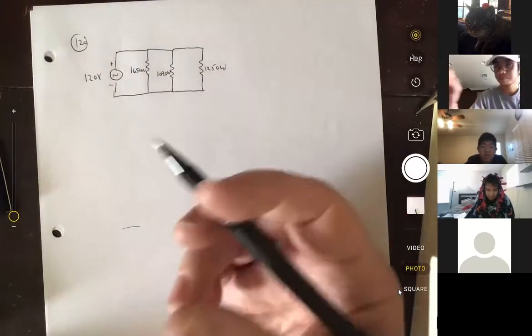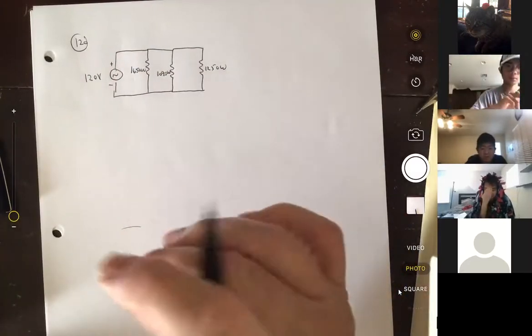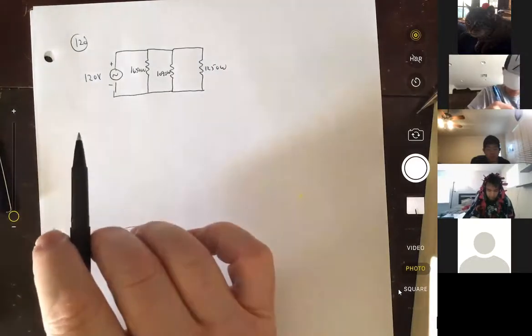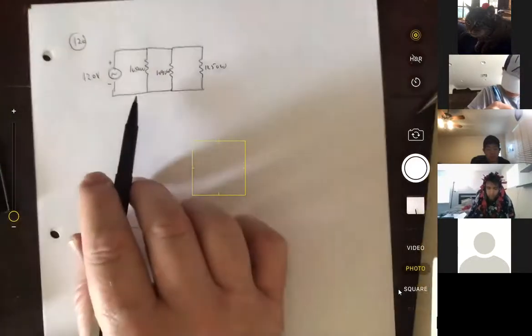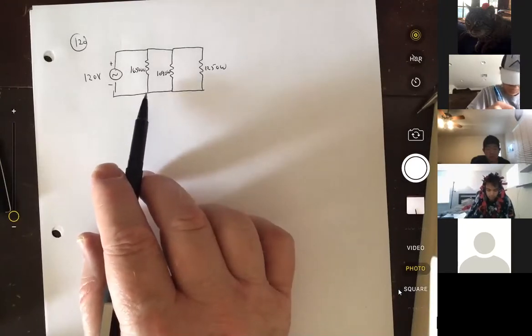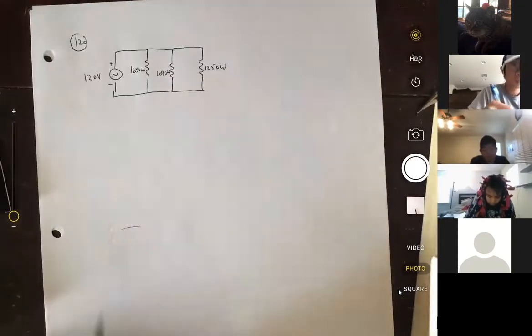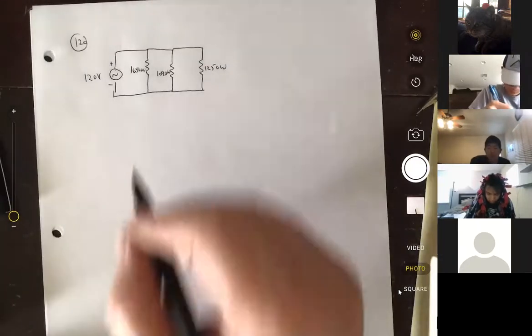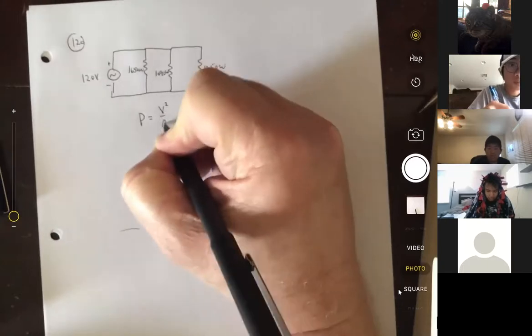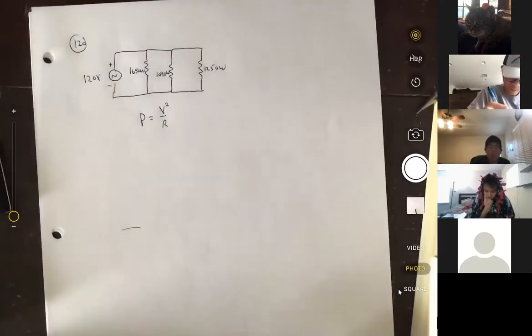So looking at the circuit, there's two ways to do this. I can find the resistance of each individual resistor by doing power equals V squared over R, because I know the power of each resistor and I know the voltage that each resistor is getting. Each resistor is getting 120 volts. Okay with that? So I could get the resistance of each individual resistor.